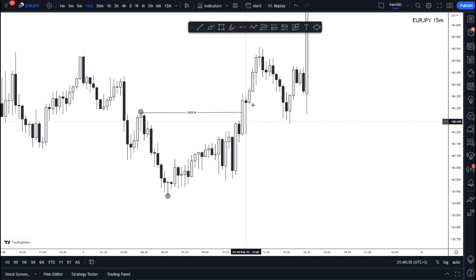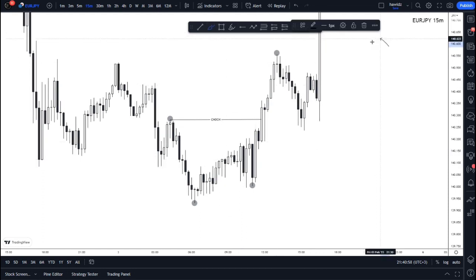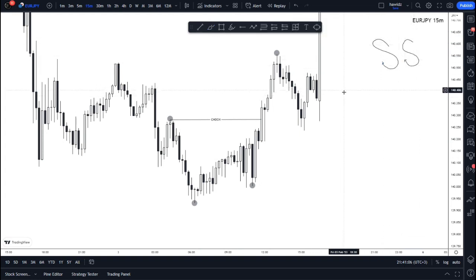So from there, when we look at which low created the high, you'll find that this low is the one that initiated this break of structure to create this high right here. And from this low to this high, that's our first S, structure. So now we come to the second S, which is supply and demand zone.